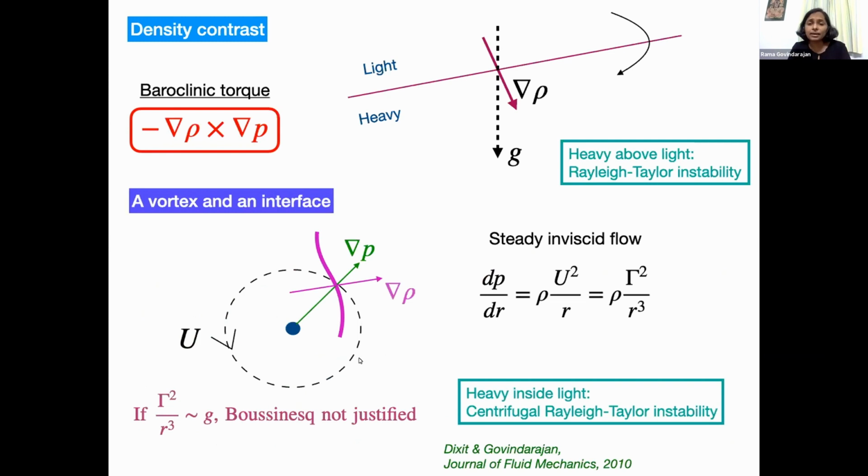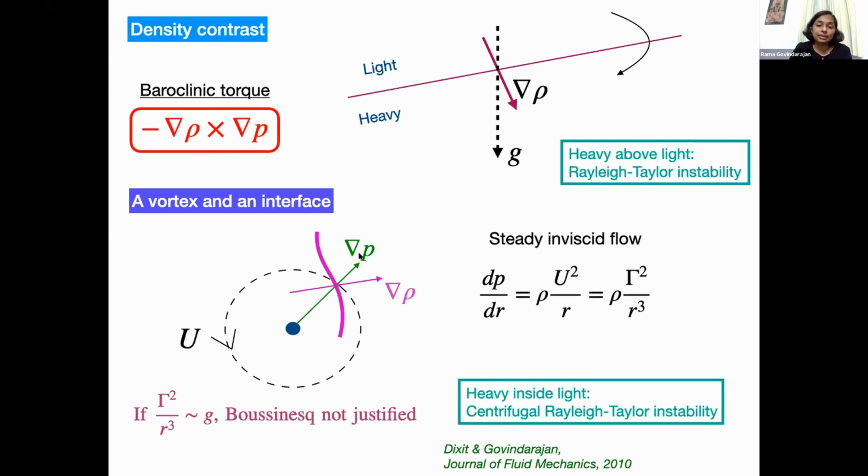So then in steady inviscid flow, we can actually write that down. And that's why I gave you in the first slide an argument for basically that the vortex can be thought of as producing a radial gravity.